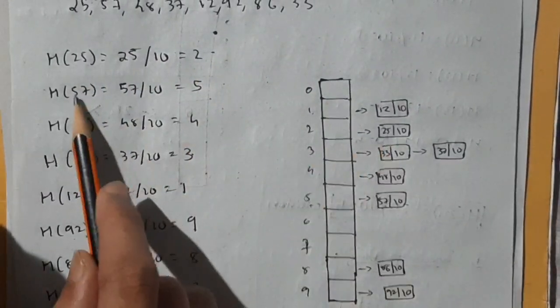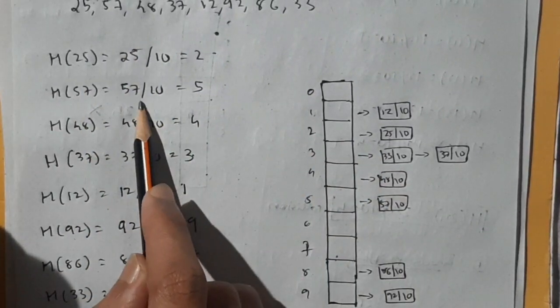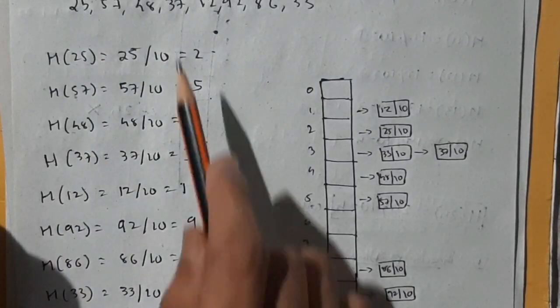25 will be stored here. Like that, all will be stored. 57 will be stored at 5th position. It is divide, not percentage. Okay, so this one will be considered first digit. Okay, so in that fashion all will be stored.